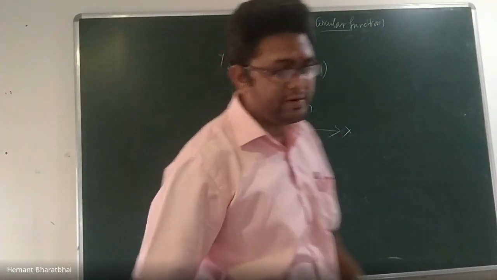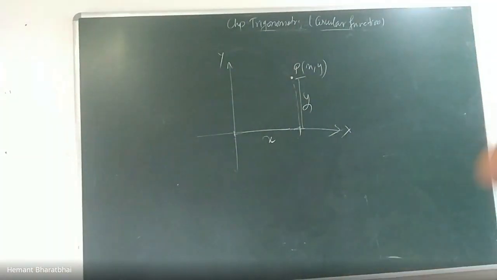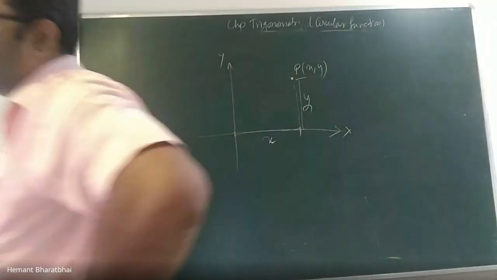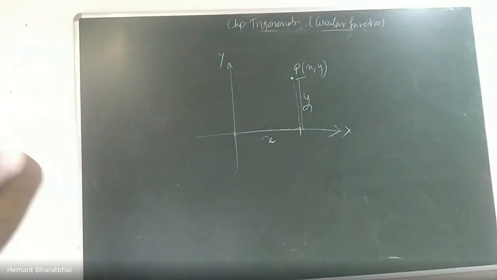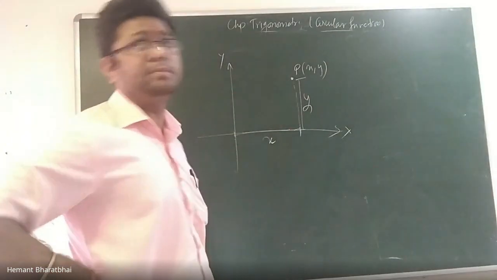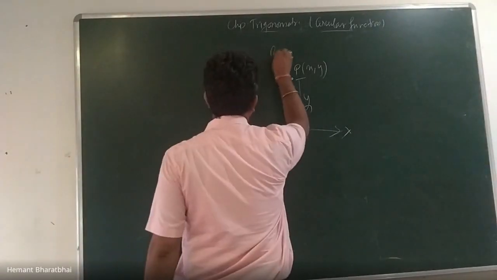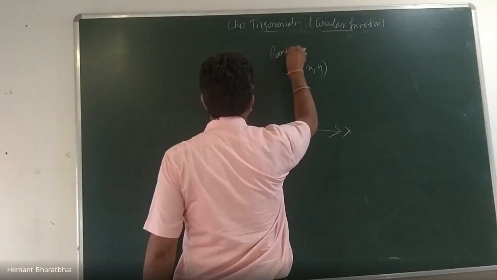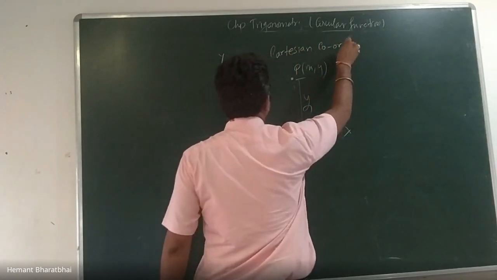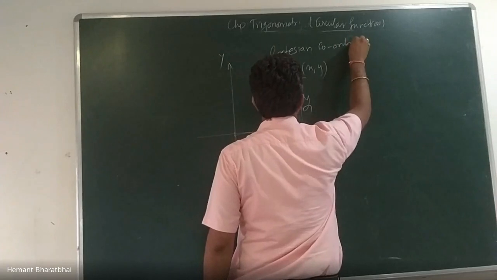Hence the location of any point in the Cartesian plane can be given as x comma y. This is called the Cartesian coordinate system.